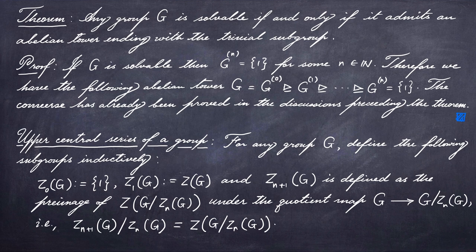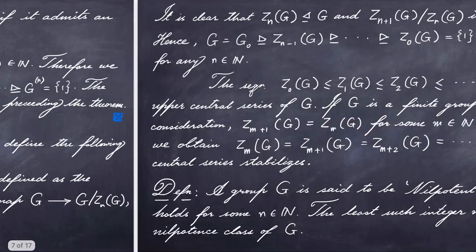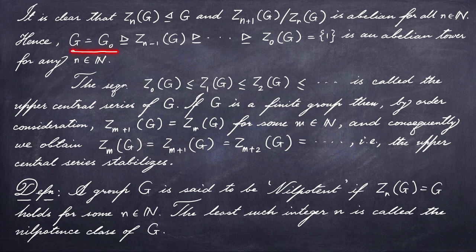We define a sequence of subgroups inductively in this manner, and we see that for any n, that gives us an abelian tower in G ending with the trivial subgroup. Also this chain of subgroups must stabilize at some point if G is finite, and if it stabilizes with the entire group G, then the group is said to be nilpotent. And the stage where this starts happening is called the nilpotence class of G.